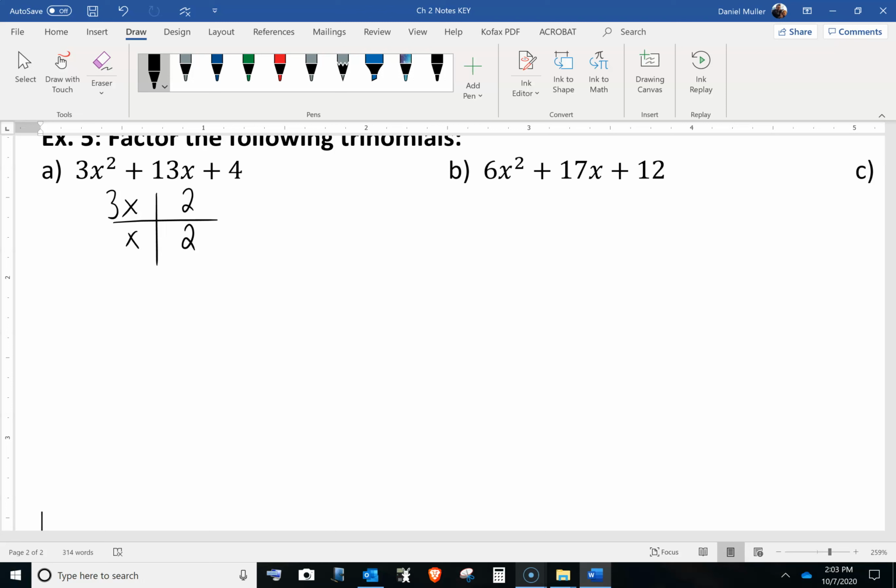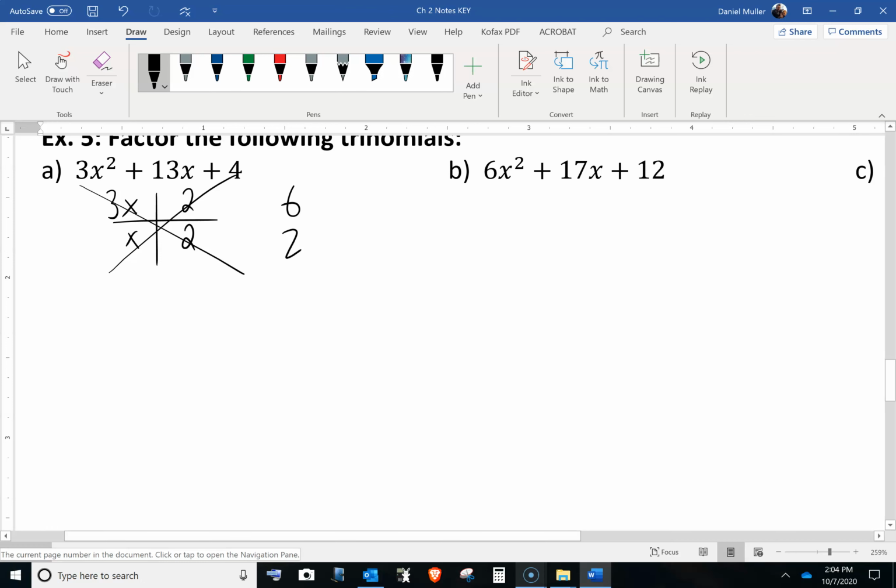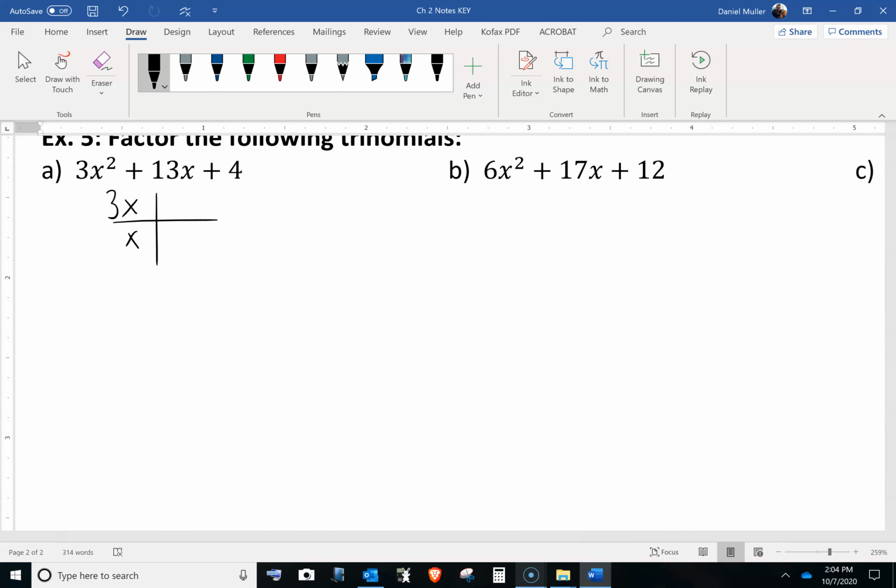So I tried 2 and 2. This diagonal, if I'm just looking at the numbers, is 6. This diagonal is 2, and if you add them, you get 8, which is not the middle term. Again, I'm not actually looking at the x's when I do the diagonals, I'm just multiplying the numbers. Then you try 4 and 1. The diagonal, 3 times 1 is 3, 1 times 4 is 4, that gets you 7. That's not it.